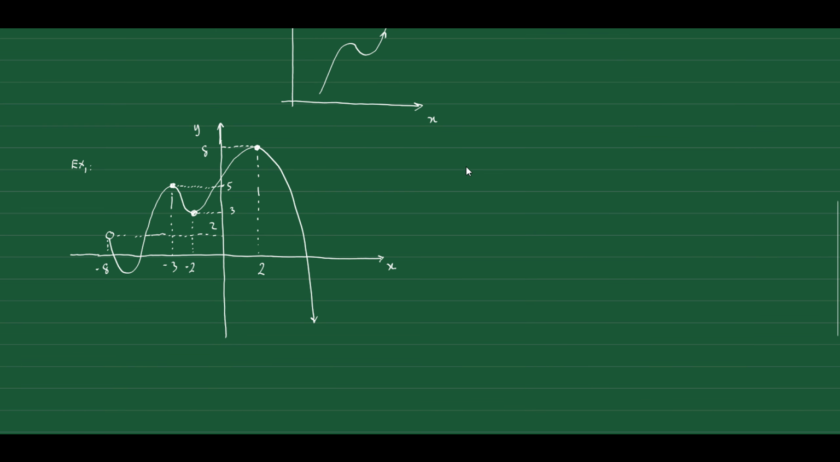So let's do the absolute max first. So absolute max is the highest point. Doesn't matter going up or going down. So this is the highest point over here. So the absolute max will be 28.